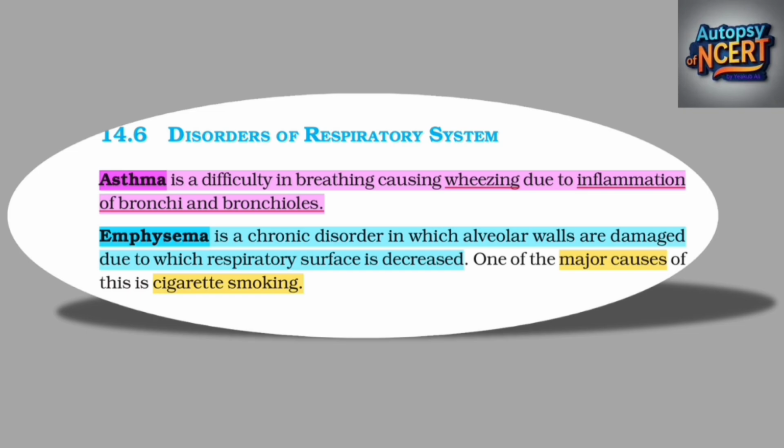14.6 Disorders of respiratory system. Asthma is a difficulty in breathing causing wheezing due to inflammation of bronchi and bronchioles. Emphysema is a chronic disorder in which alveolar walls are damaged, due to which respiratory surface is decreased. One of the major causes of this is cigarette smoking.